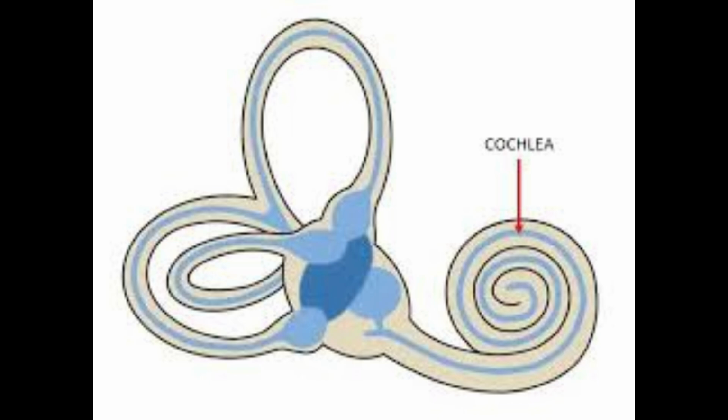The cochlea. The cochlea is a fluid-filled, spiral-shaped cavity found in the inner ear that plays a vital role in the sense of hearing and participates in the process of auditory transduction. Sound waves are transduced into the electrical impulses that the brain can interpret as individual sound frequencies.